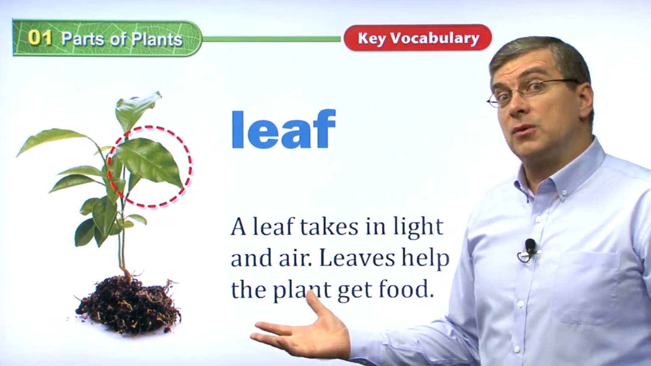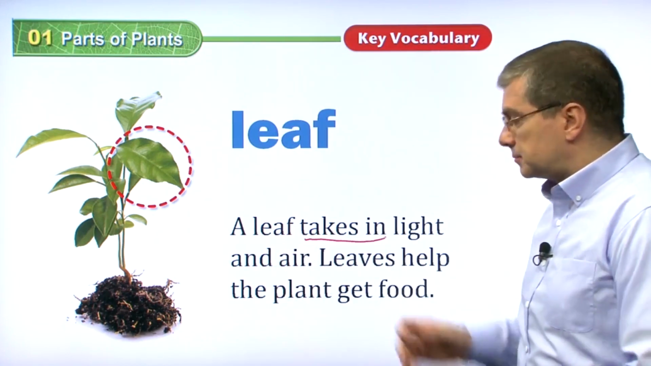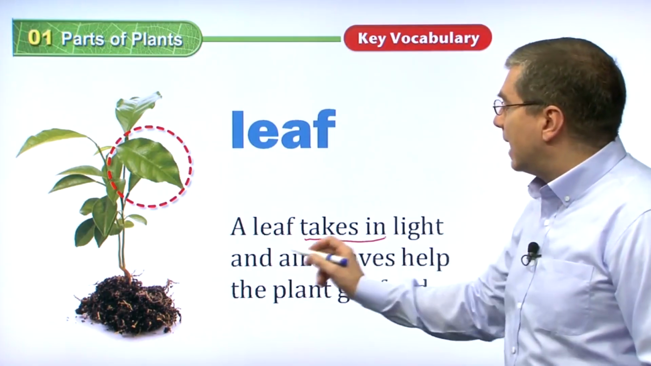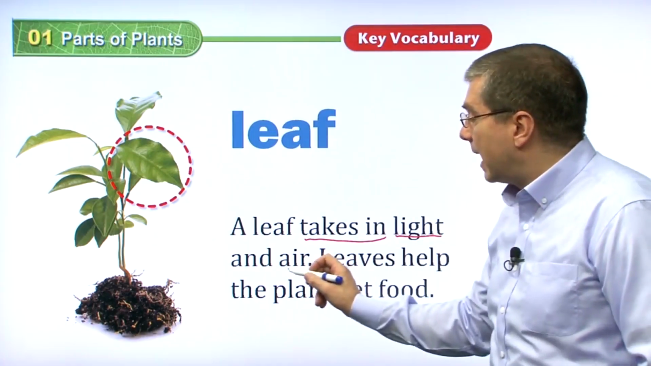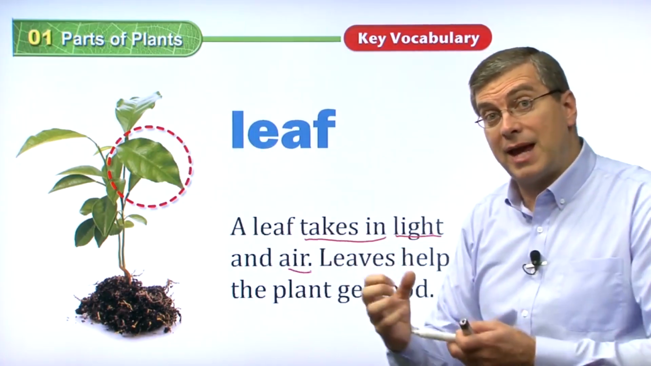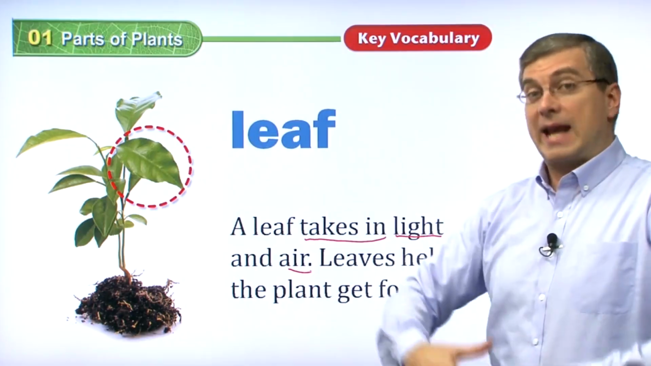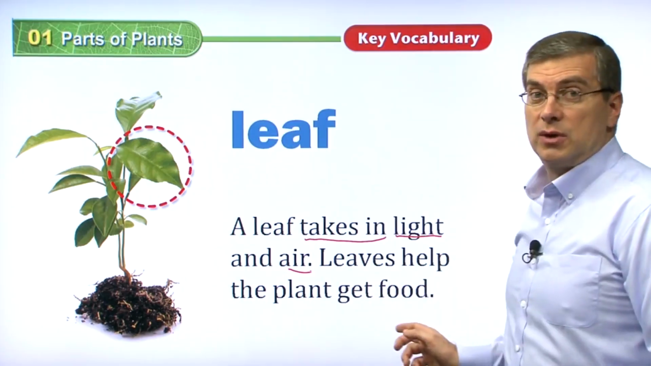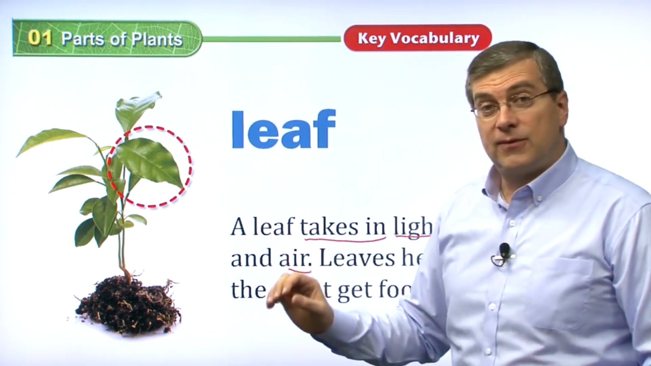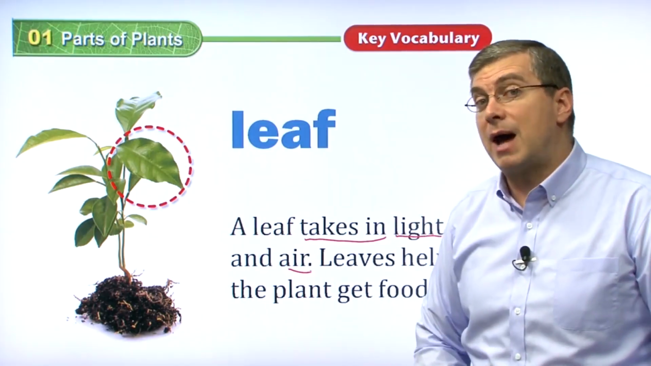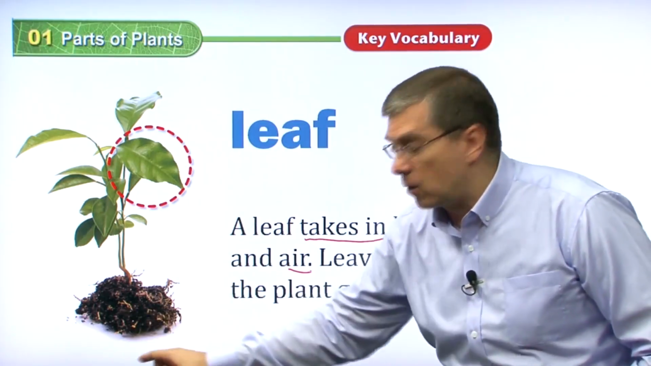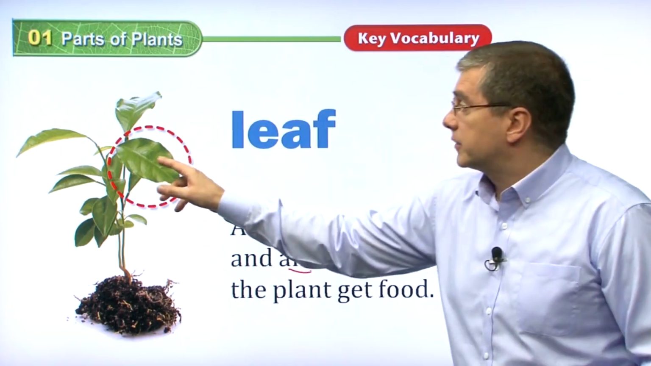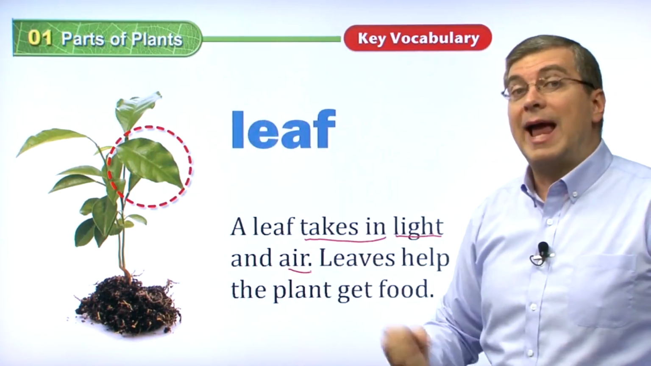And what does the leaf do? A leaf takes in. Again, we have that verb, right? Takes in. It takes in light and air. So it takes in light and air, two things that the leaf does for the plant. It takes in these things that help the plant grow. Leaves help the plant get food. So we can see that the plant gets food basically from two parts we've talked about already. The first part we talked about were the roots, right? The roots take in water and some food from the soil. Also, leaves take in air and sunlight.